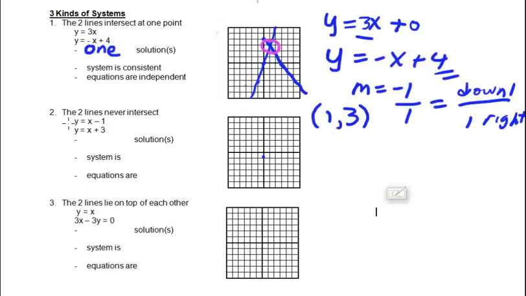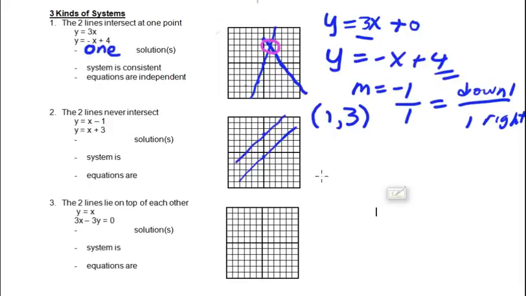For our next system, we're looking at these two lines, y is equal to x minus 1 and y is equal to x plus 3. These lines both have a slope of positive 1 because the coefficient on x is 1. But for the first line, we have a y-intercept of negative 1, and with the slope of positive 1, we can draw the line. For our second line, we also have a slope of positive 1, but this time the y-intercept is at positive 3, so we're at 3 units on the y-axis, and we can also draw this line.